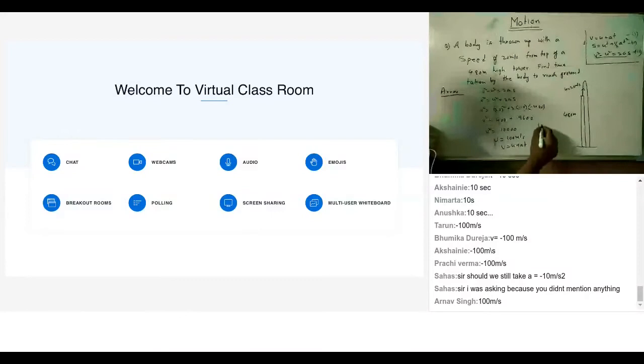That is 100 equal to 20 plus minus 10 into t. So I'll get, is that okay? Sir, it is coming downwards. So v would be minus 100. Why? Because it is coming downward. So from this, what will I get? I'll get 10t equal to 120, t equal to 12 seconds. Is that fine? This is one way of doing it.